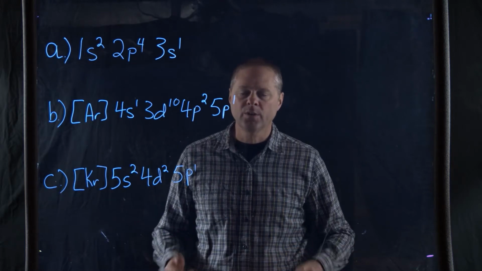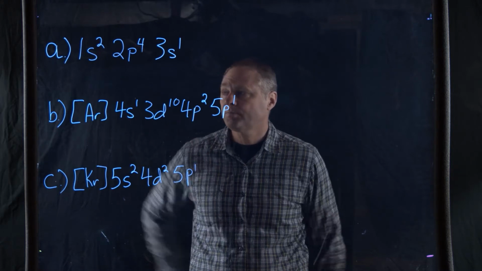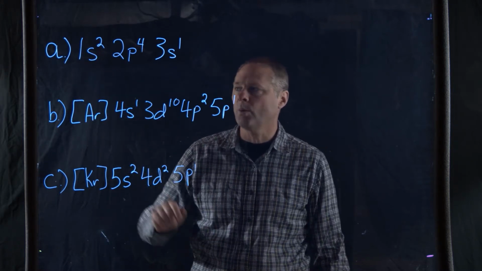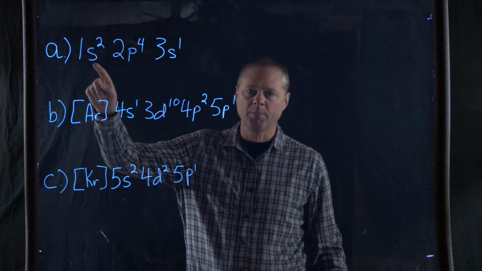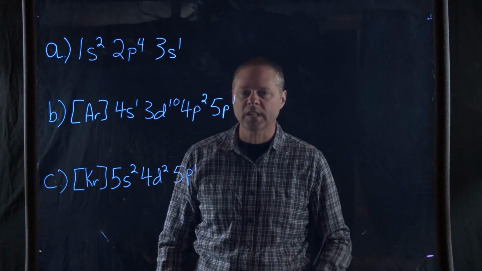First thing we're going to be doing is looking at electron configuration. So this happens to be an electron configuration. The numbers here, the 1, 2, and 3, represent the principal quantum numbers. S is the type of orbital, and the superscripts are the number of electrons in that orbital.